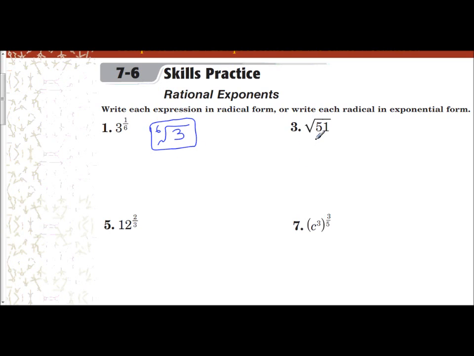If I look at example 3, the square root of 51. So now I'm going backwards. Since this is the square root, we need to remember what that means in exponential form. That means your denominator is 2. So really, this is 51 to the 1/2 power.